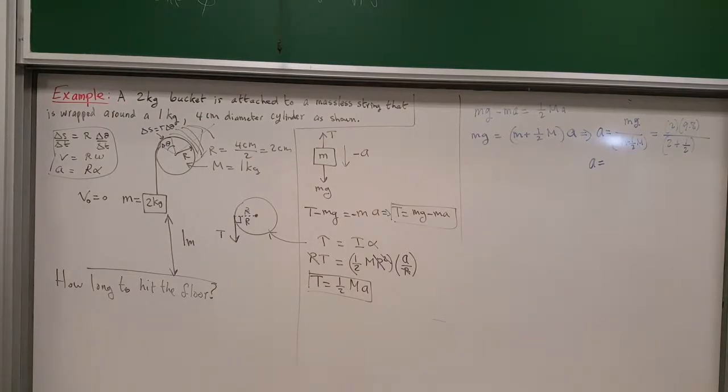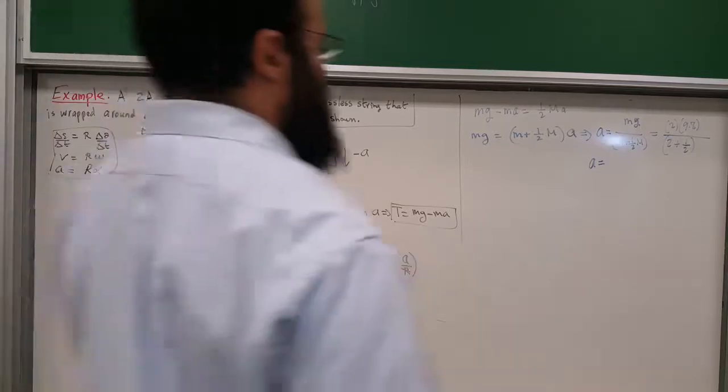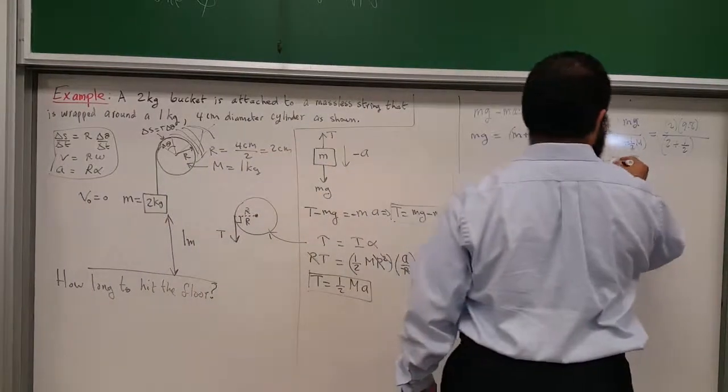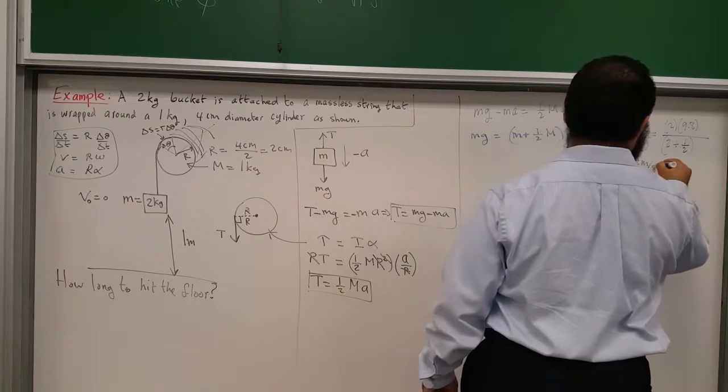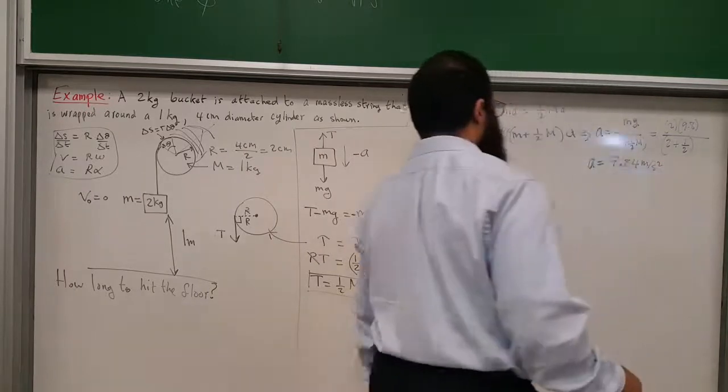So I get 2 times 9.8 over 2.5. I get 7.84 for the acceleration, and it's downward. The magnitude is 7.84, but it's in the downward direction, meters per second squared. So this is just the magnitude.